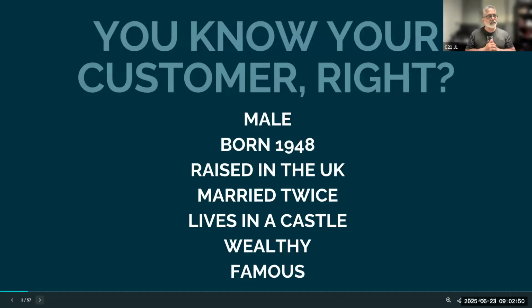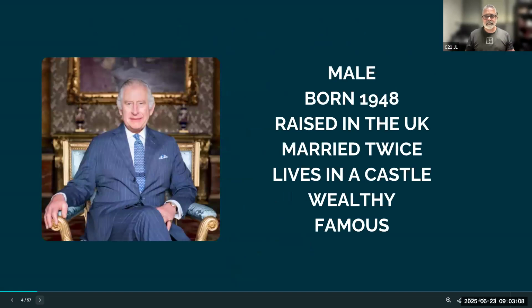Like we talked about last week, you know who your customer is, right? Let's say you're looking at doing an ad for a male born in 1948, raised in the United Kingdom, married twice, lives in a castle, wealthy and famous. Some people would say, this is my ideal customer. This gentleman, the King of England, is male, born in 48, raised in the UK, married twice, lives in a castle, wealthy, famous.